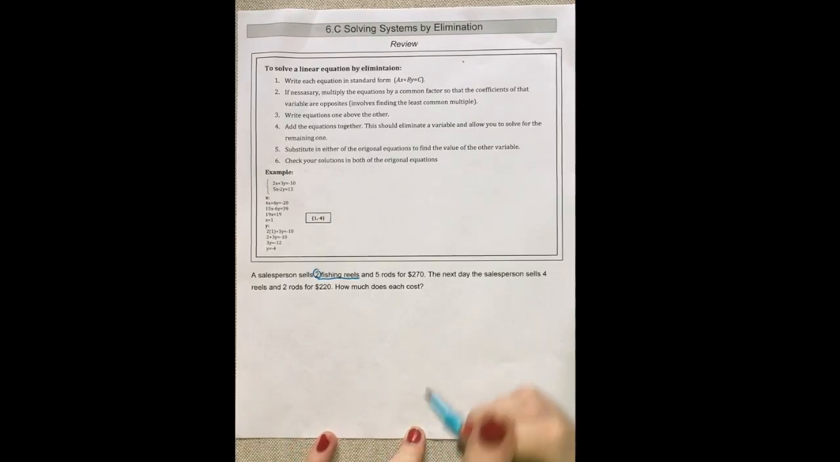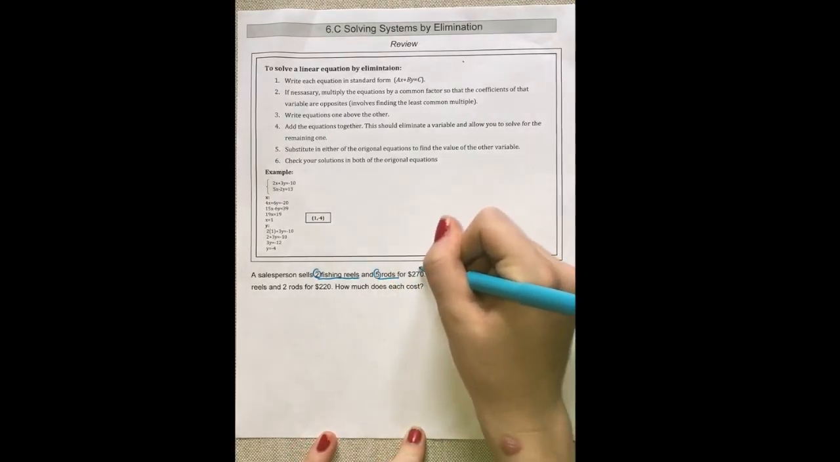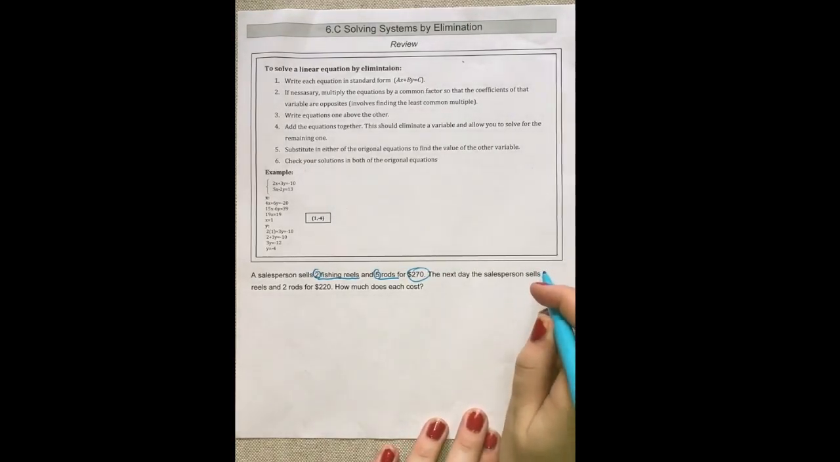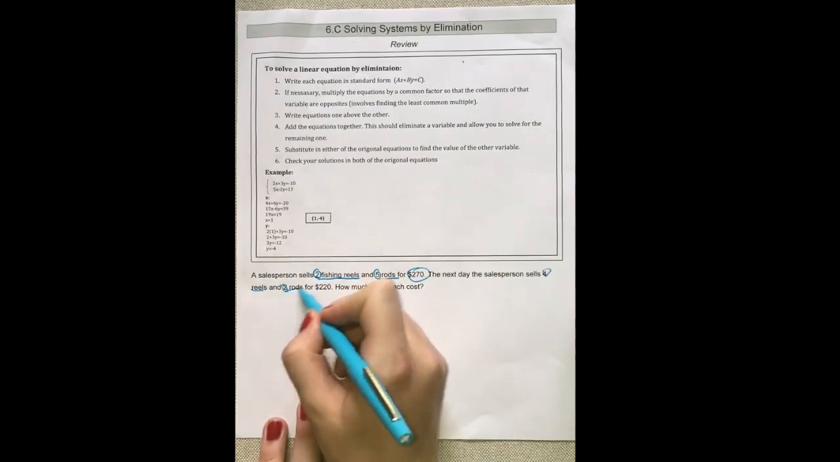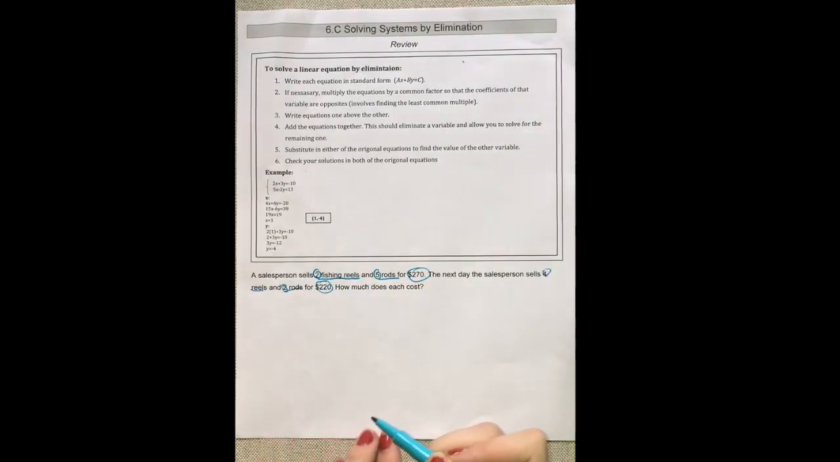So, in our example, we have a salesperson who sells 2 fishing reels and 5 rods for $270. The next day, the person sells 4 reels and 2 rods for $220. How much does each cost?